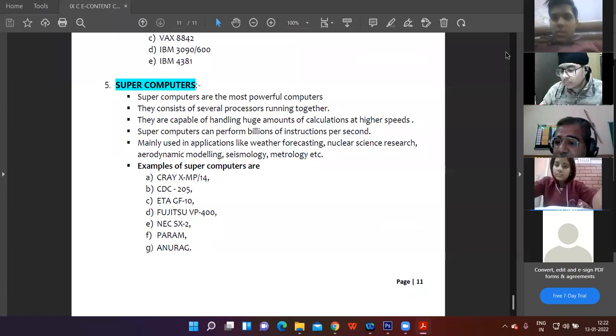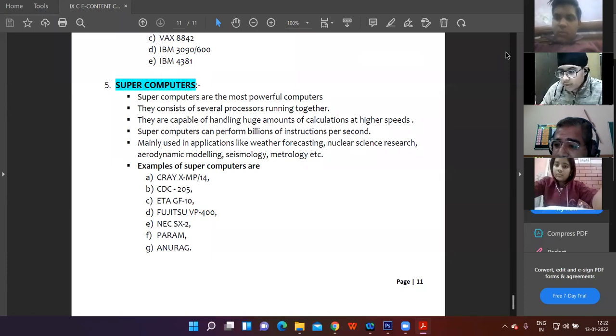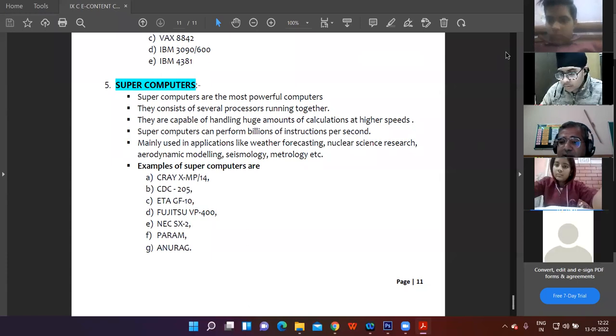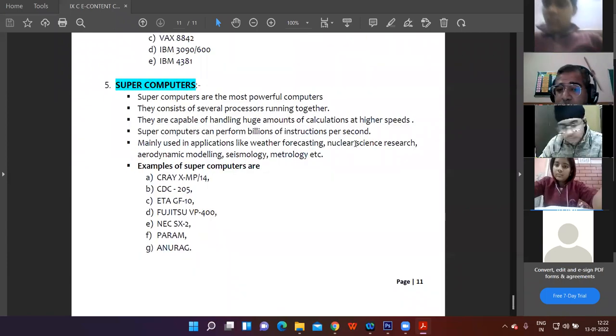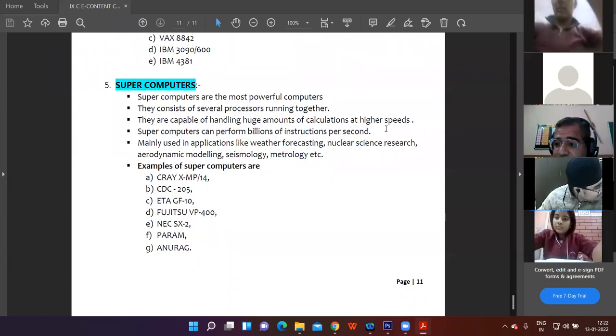Who will tell the full form of ALU? Yes, Gurpal. Sir, arithmetic logical unit. Arithmetic logic unit. Okay, very right. Full form of IPO. IPO.